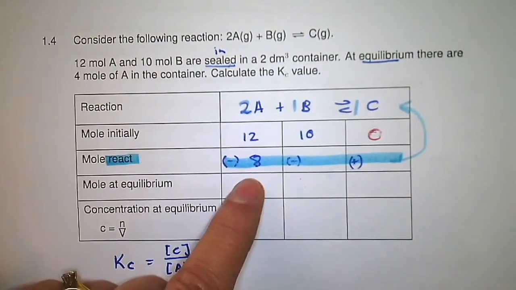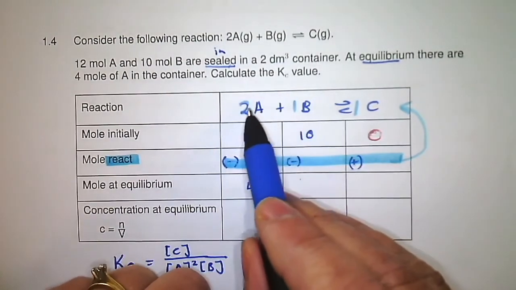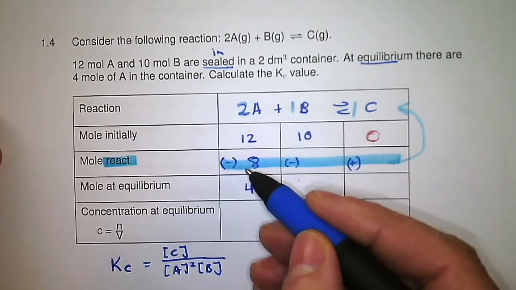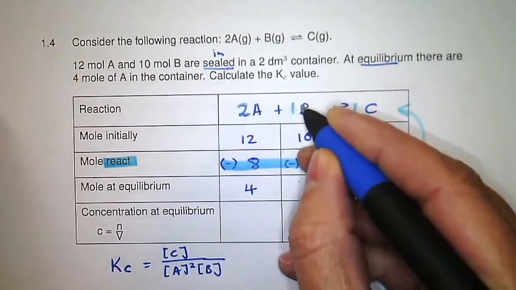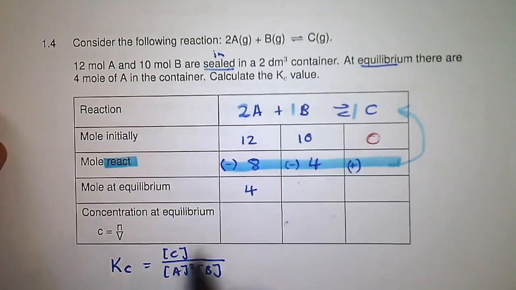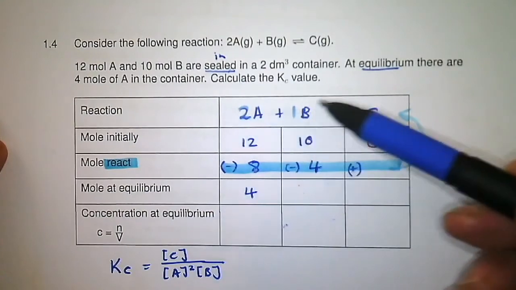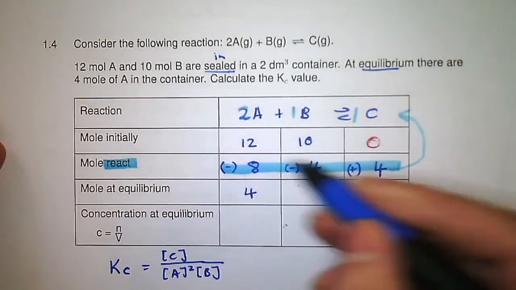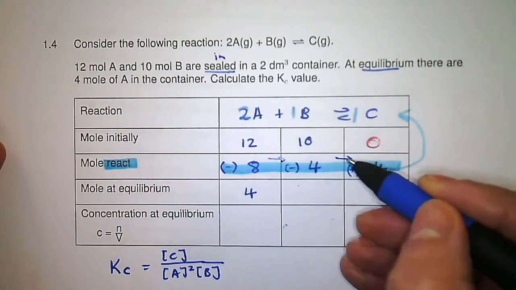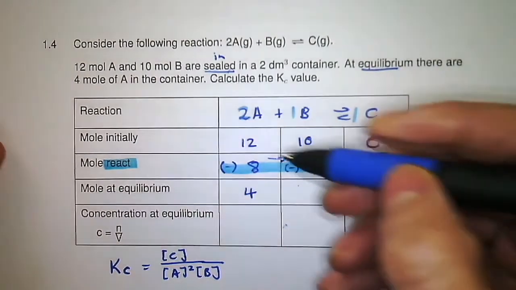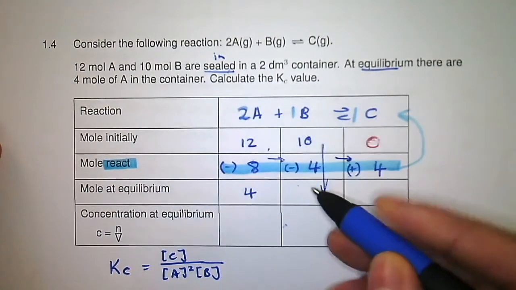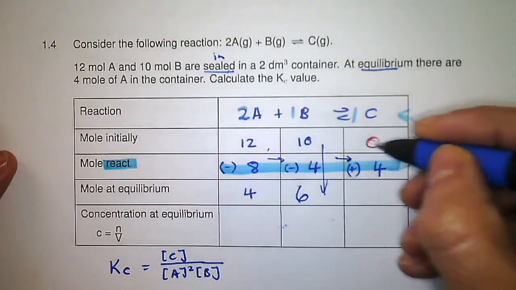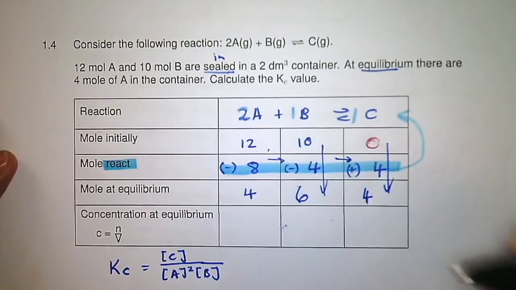So if 8 of these react, how much of that will it take with it? According to the equation, 2 of that will require 1 of that. So if I take 8 of these, 4 of those, 2 to 1, same ratio, 2 to 1. And that will make C's, and how much? 2 to 1, so it will make 4 of C. So now I've used the ratio to get the other moles that react. And now I'm going to say, okay, if I started out with 10 and 4 was used, it means I end up with 6. If I started with 0 and I gained 4, I'm ending up with 4.